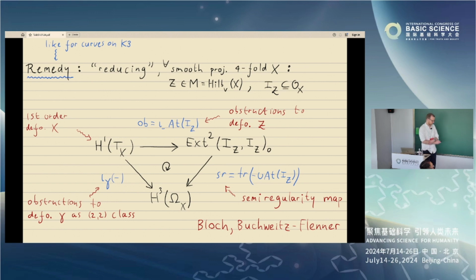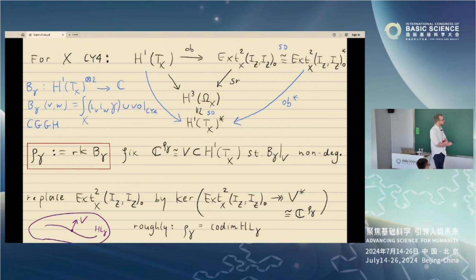So here there's nothing special about Calabi-Yau, but then this diagram becomes special in the case of Calabi-Yau fourfolds. So in that case, this Ext^2 is self-dual by Serre duality, and H^3 of Omega_X is dual to H^1 of the tangent bundle. And the first thing that happens is that under these dualities, the semi-regularity map becomes the obstruction map. That's the first special thing. And on this side, also something special happens, studied by Carlson, Green, Griffiths, and Harris. So the Hodge theoretic obstruction map is given by a bilinear form B_gamma. So it takes two shifted vector fields V and W, and what it does is contract gamma with V and W, and then you cup with the holomorphic volume form and integrate.